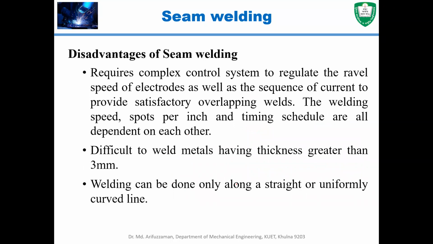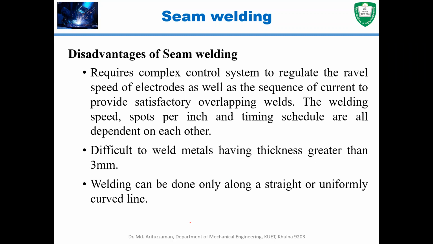There are also disadvantages. It requires a complex control system, and actually because of the advanced technology, this seam welding is completely automated nowadays, and then those disadvantages are removed. The only disadvantage that can be here is the initial cost of the machine. The initial cost will be very high, and also it is very difficult to weld metals of thickness greater than 3 millimeters. And welding can be done only along a straight or uniformly curved line.